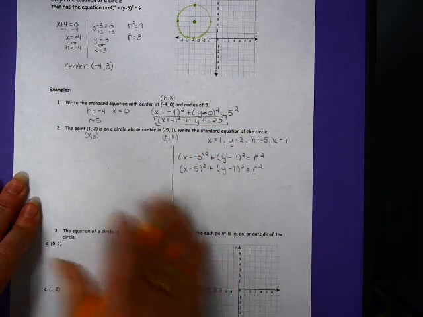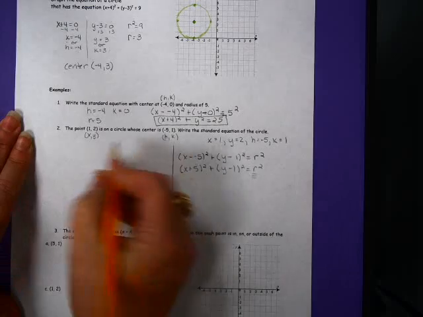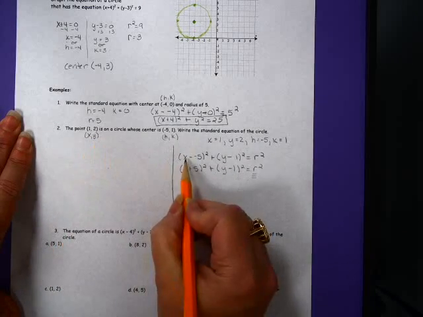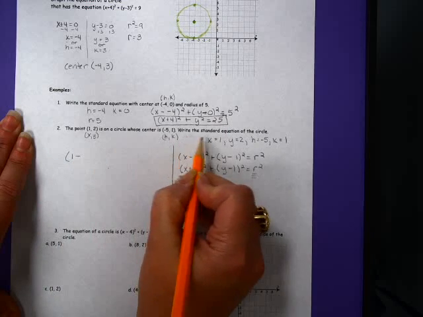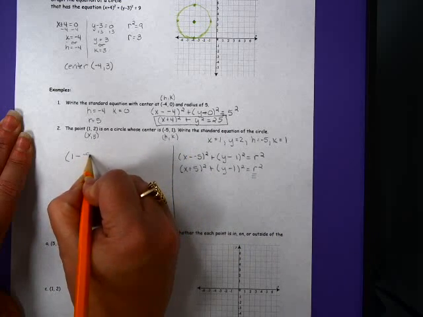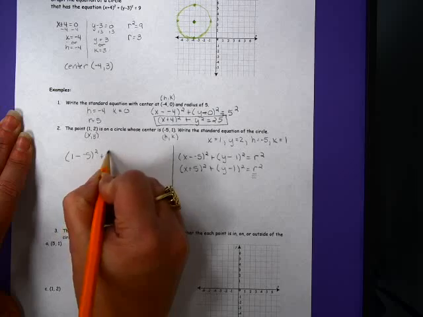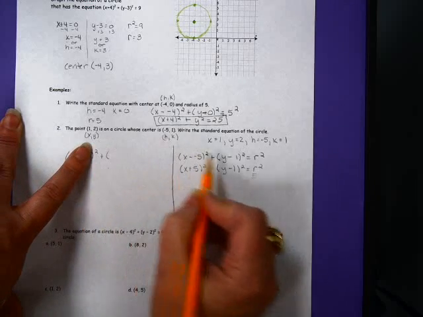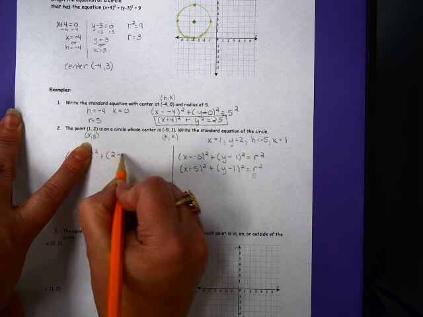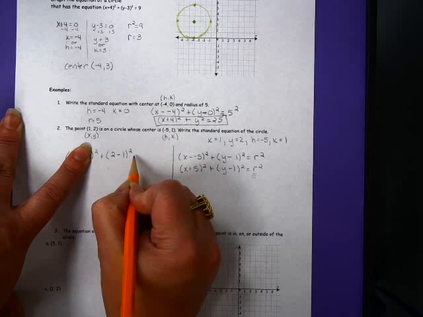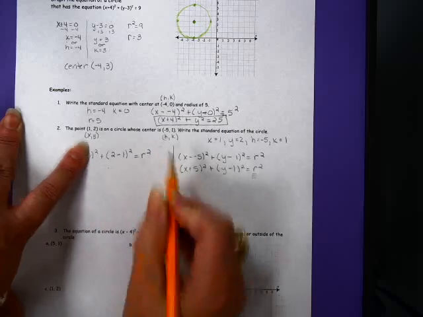So plan B, I'm going to come over here and I'm going to say, well, I know an x and a y, so I'm going to plug it in for x and y. That's going to be 1 minus my negative 5 squared plus the y is going to be 2 minus the 1 squared, and that equals r squared.